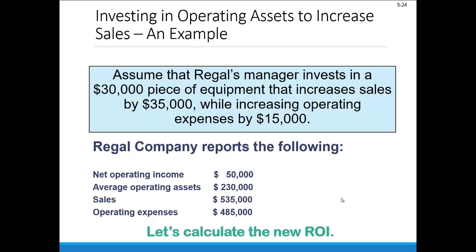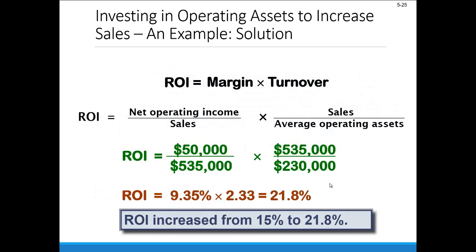Now let's assume that Regal's manager invests in a $30,000 piece of equipment that increases productivity in some way, makes a product better, whatever. As a result, that increases sales by $35,000 while increasing operating expenses by $15,000. It's not free to run, in other words. So now they report the following. Net income has changed to $50,000. Average operating assets has increased to $230,000. Sales has increased to $535,000. And operating expenses has increased to $485,000. Let's look at what that does to ROI.